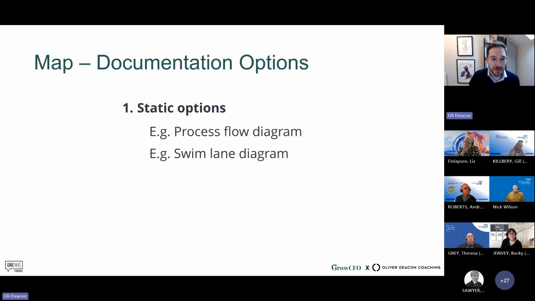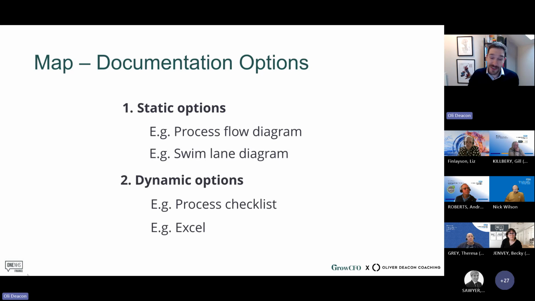So we went out and we taught some people who actually do this in the real world for small companies and in teams, and they use something we will call dynamic options. And this is going old school, much more simple, and this is just creating a checklist or using Excel to map out your process. I'm going to show you an example of this in a moment.